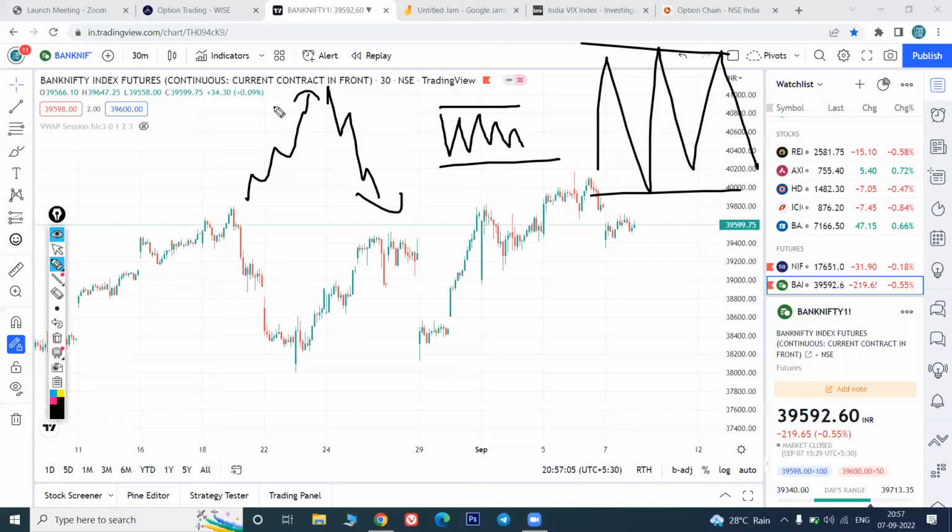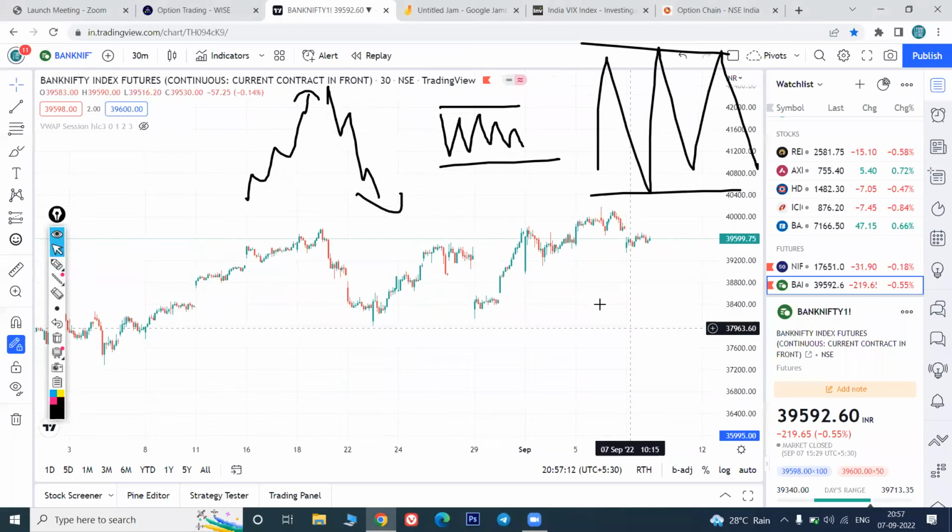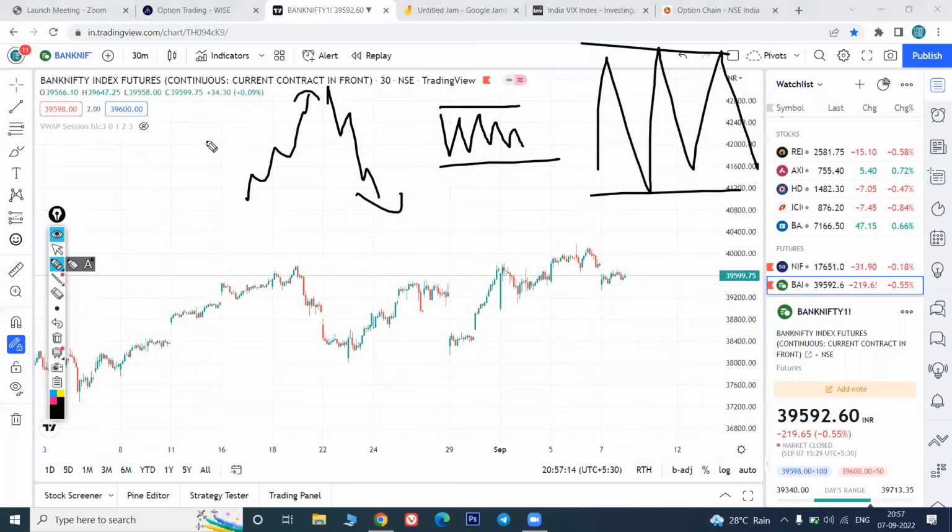Can anyone tell me whether the current Bank Nifty 30-minute chart in front of your eyes, which I have zoomed out, is in stage 1, stage 2 or stage 3? Just type your answer: 1, 2 or 3. Everyone just make an attempt. I'm not asking this just for the sake of it, because this is very, very important.